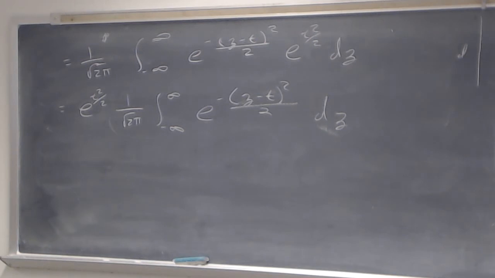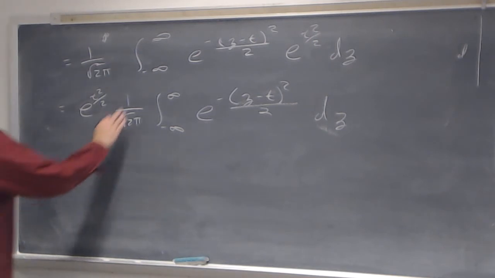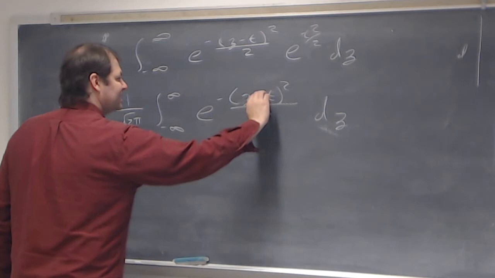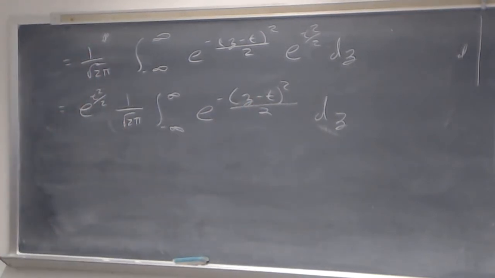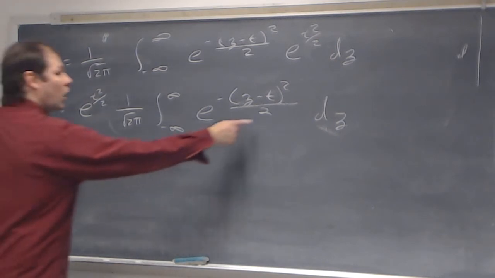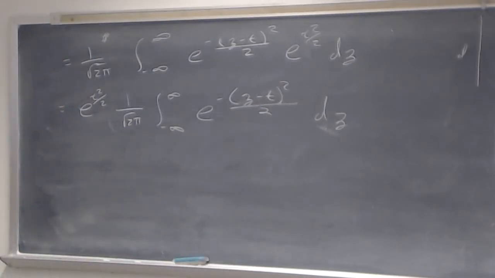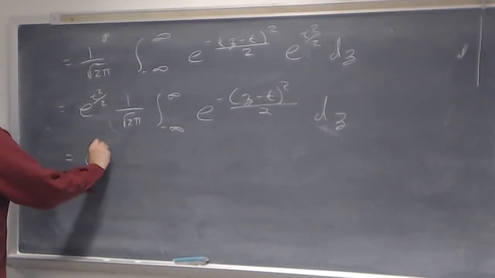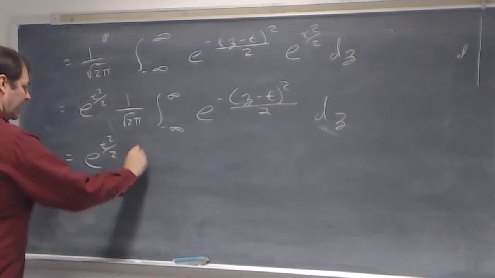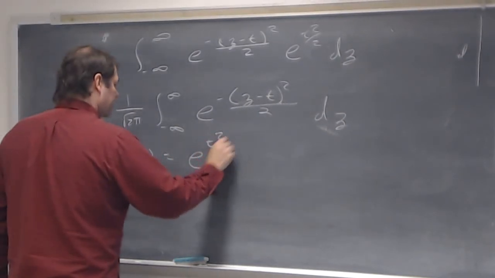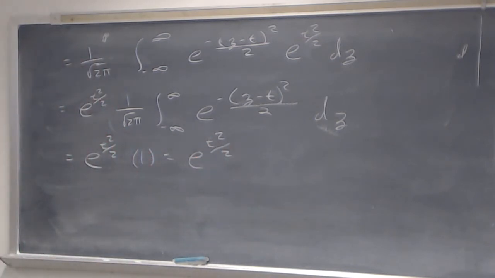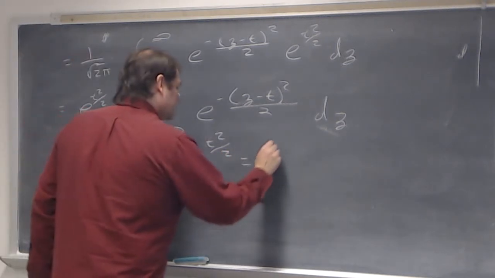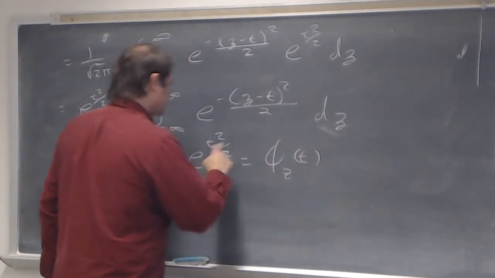Forget the integral just for a second, just the 1 over the square root of 2 pi times e to the minus (z minus t) squared over 2. That is the PDF of a normally distributed random variable with parameters t and sigma squared equal to 1. And so when you integrate it, you get 1. And so this is going to be equal to e to the t squared over 2 times 1, which is equal to e to the t squared over 2. Okay. So the moment generating function for a standard normal is e to the t squared over 2.